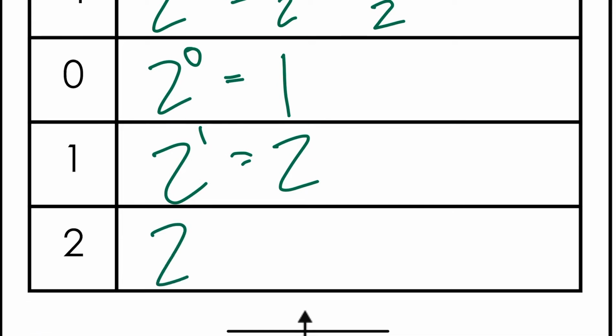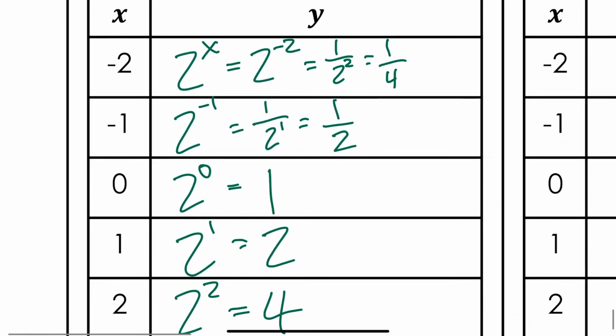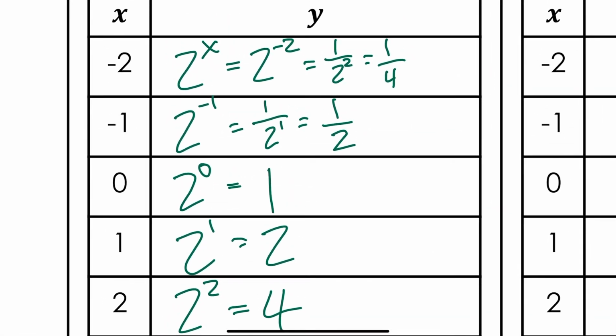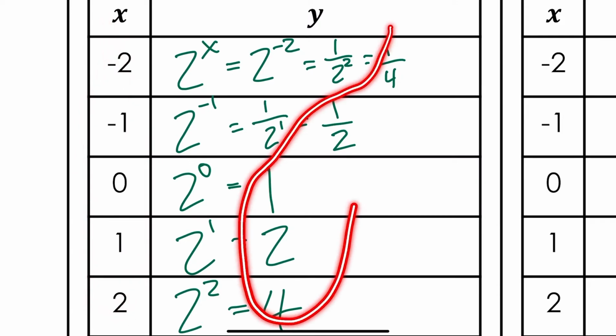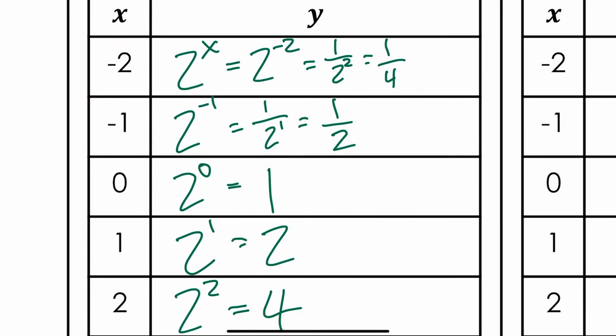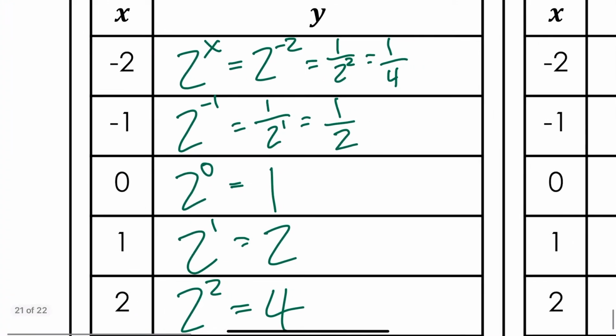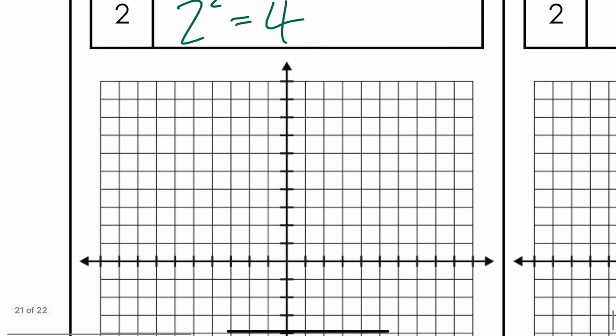And then we have one more left. 2 to the x, but instead of x, I want 2. So I'm going to erase that, put in a 2. So that's 2 squared. 2 squared is just going to be 4. Now I have my table built. So I have a section of x values, and I have a section of y values that we just found. Those values are going to give me points that I'm going to put on this graph.